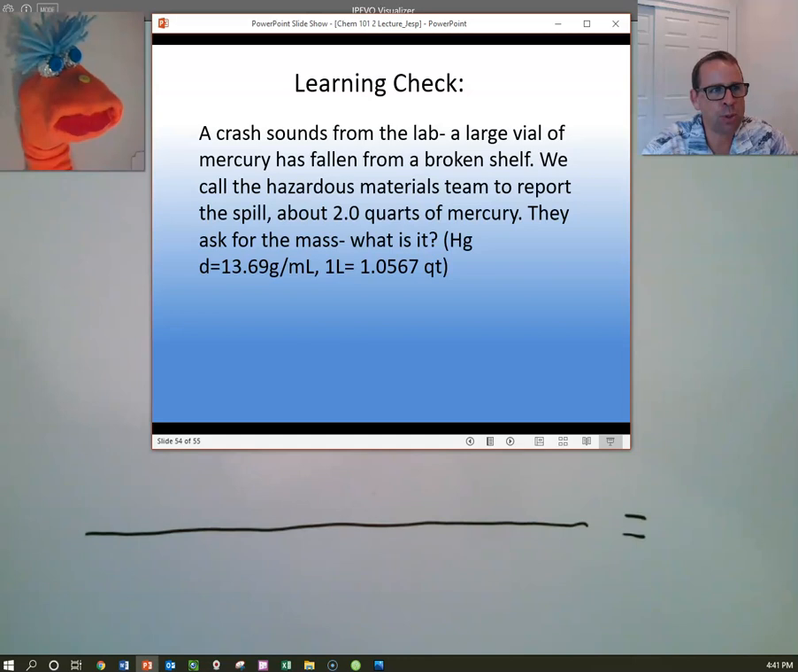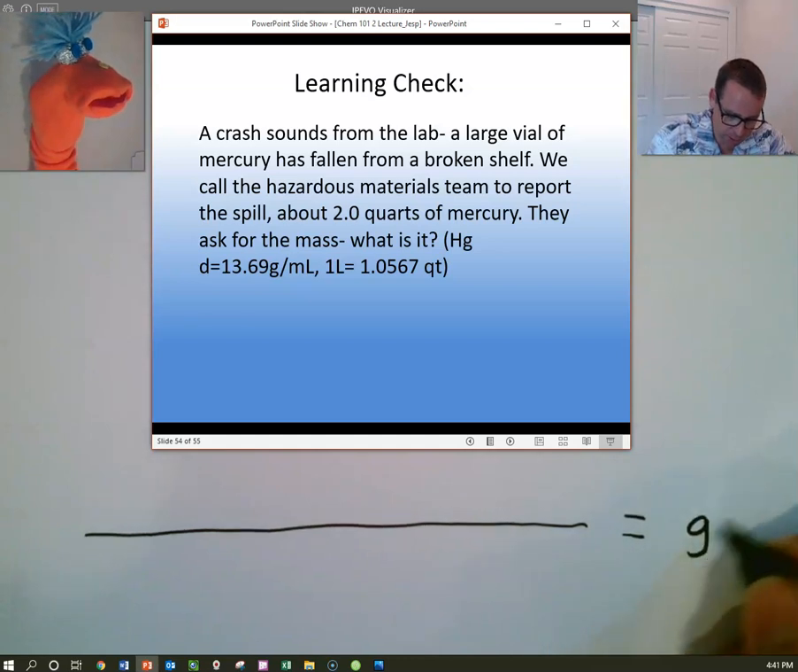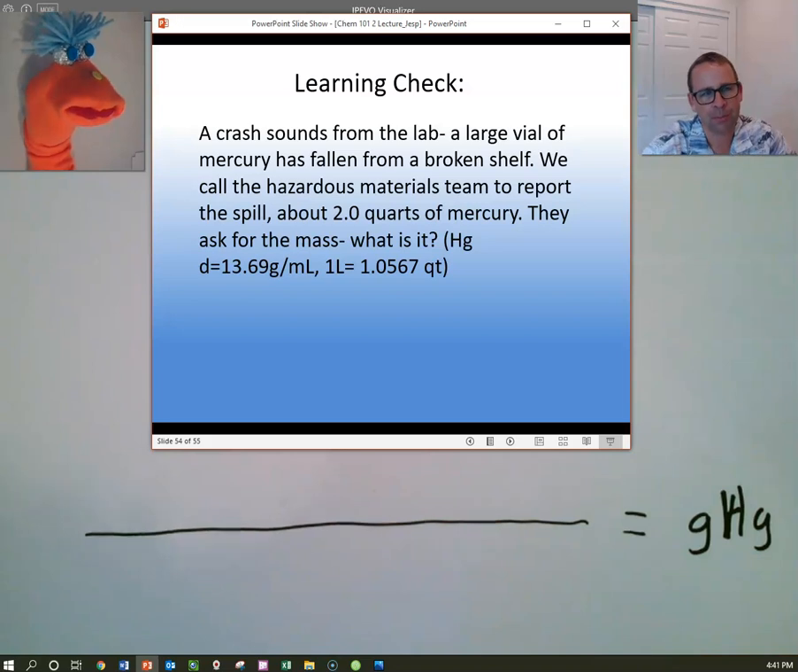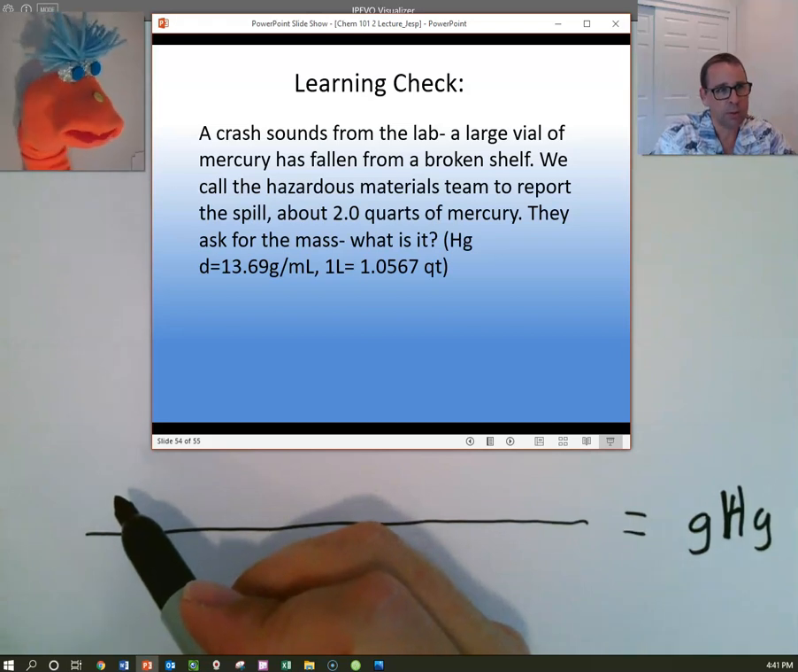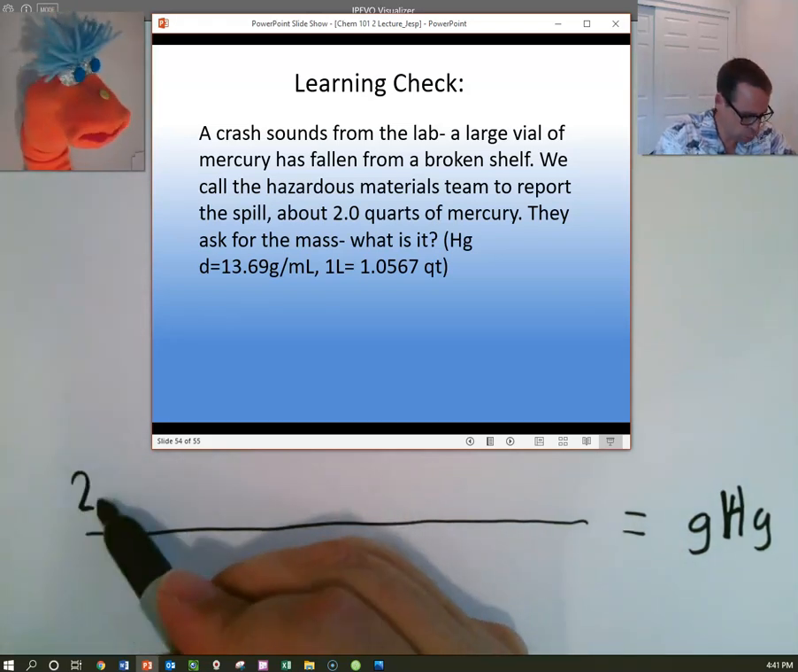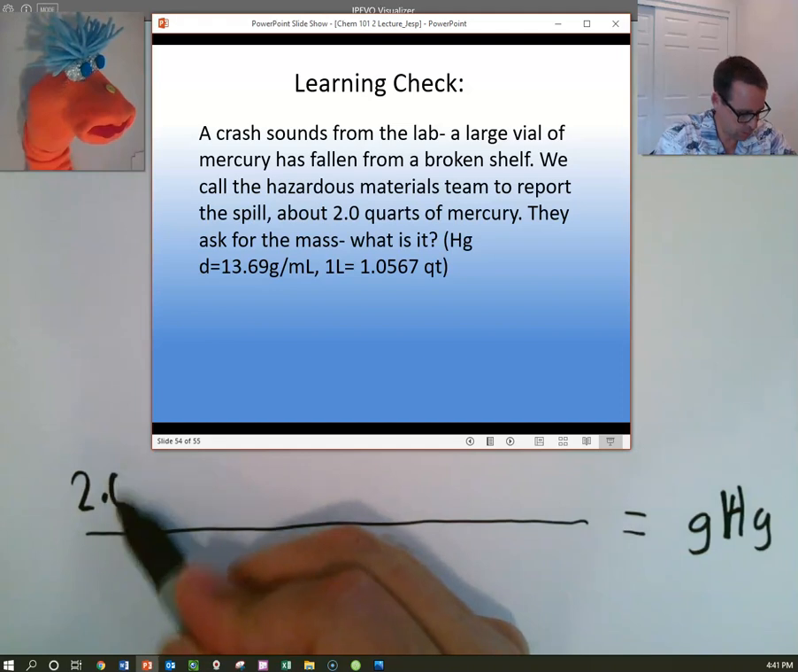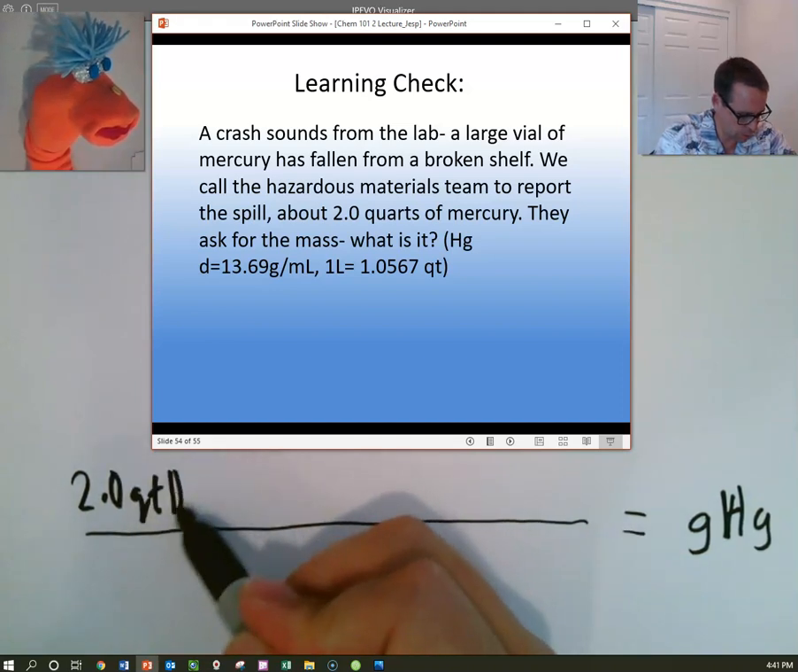The mass. So put grams of mercury. Very good, and it's good to be specific. You can't just put grams. You have to put grams of mercury. Okay, now what can we start with over to the bottom, the top left here? 2 quarts. 2 quarts of mercury. All right, 2.0 quarts of our mercury.